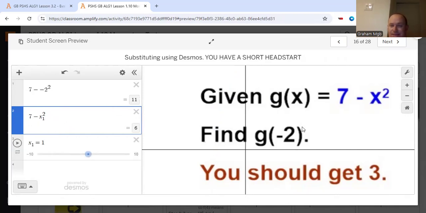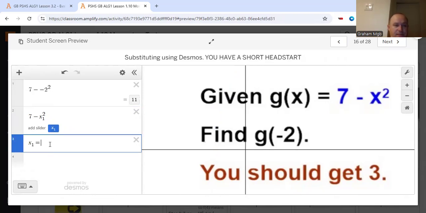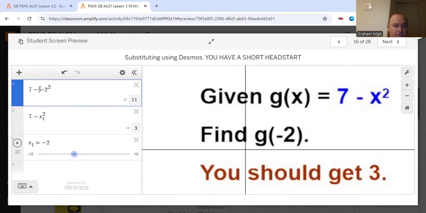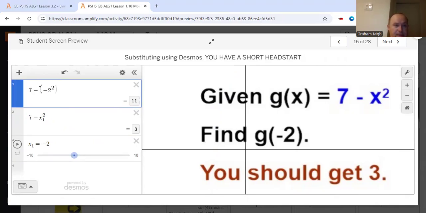Click on the slider, and this time I want to set the slider to -2. I could slide it, but it's so much easier just to type in -2. And notice, see, the answer is actually 3 and not 11. So the thing that people often forget to remember is if they are substituting by hand, one of the things you'd have to do is you would have to put parentheses around this -2 here. So it's much easier to type in the variable, and then you can get an answer.